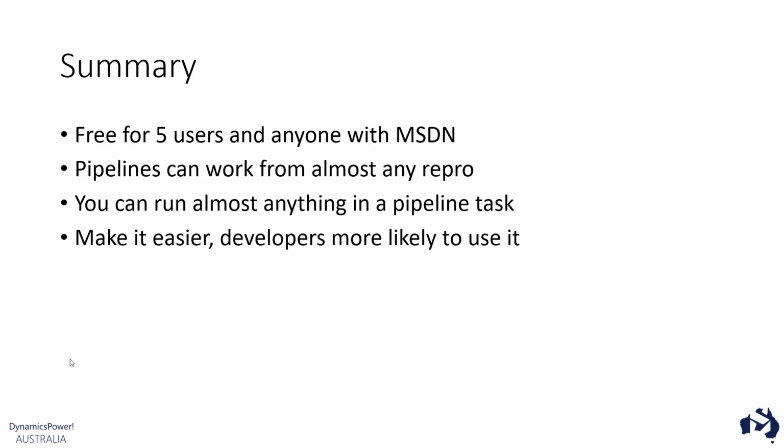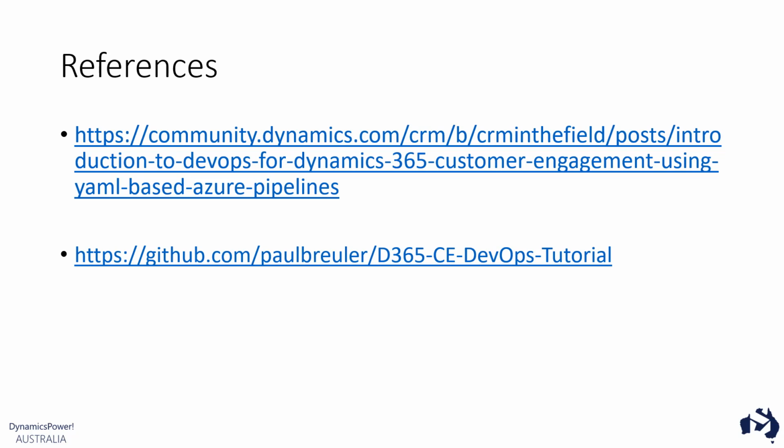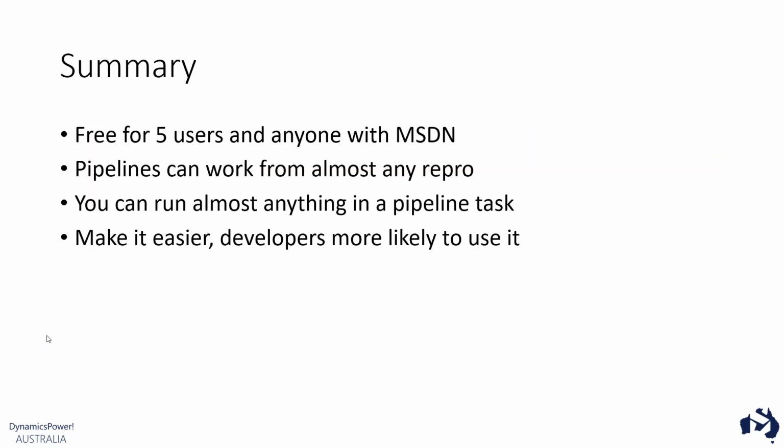So, summary: you get 5 users for free, and anyone extra with MSDN. Pipelines can work from almost any repo. The only ones I've run into issues with are those inside your firewall, because it doesn't know how to get to those, but any publicly available ones you can get to. You can run almost any task in a pipeline because you can run a .NET component, you can run PowerShell, or you can run one of the tasks available.